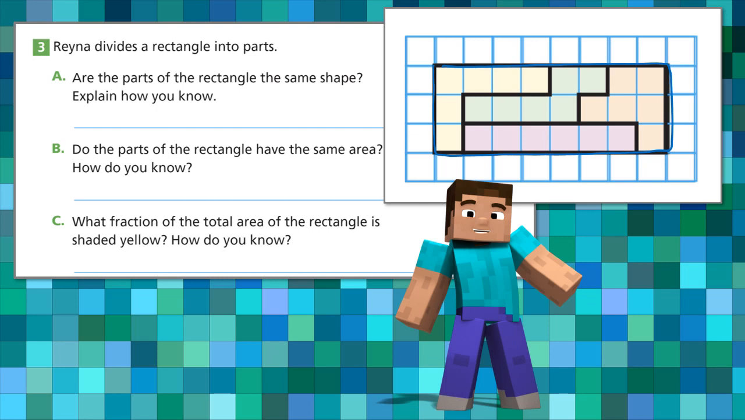So question A asks, are the parts of the rectangle the same shape? Well, if I take a look at it, I have one shape that looks like a long rectangle. I have another shape that looks like a sideways L. And then I have two other shapes that look very different. So no, they're not the same shape.